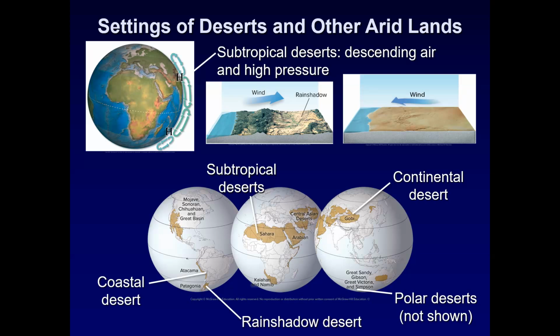You can also have continental deserts. Those form in the interior of some continents, far from sources of moisture. Gobi Desert would be an example. And then polar deserts form where cold, dry air prevails. Any available moisture that they would have is frozen most of the year. So you have in Antarctica the dry valleys as an example.